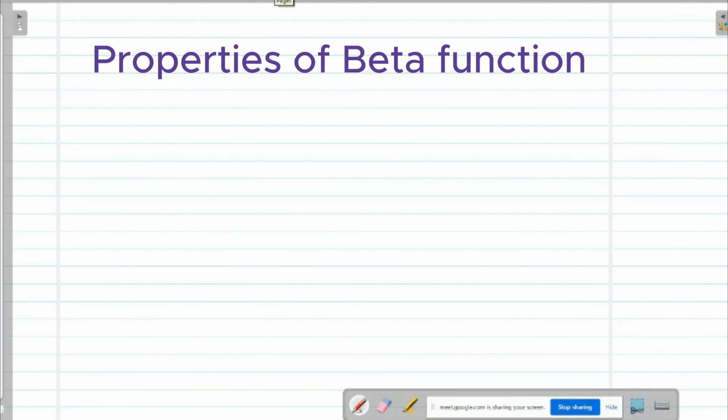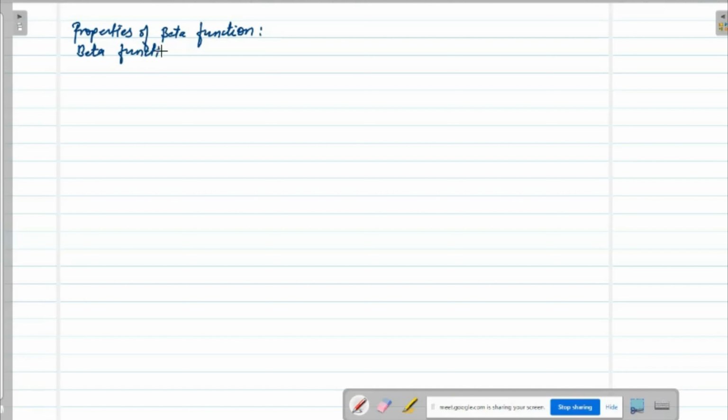Beta function is symmetric. That is, beta of m, n can be written as beta of n, m. So this property is known as the symmetric property.